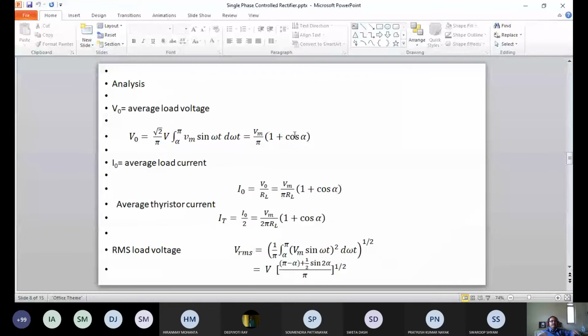The average voltage is Vm by pi, integrated from alpha to pi, which gives Vm by pi times (1 plus cos alpha). Load current is V naught by RL. Average thyristor current is I naught by 2. Vt RMS is the square root of 1 by pi times the integral of (Vm sin omega t) squared, which you derive. Let's note down these things.